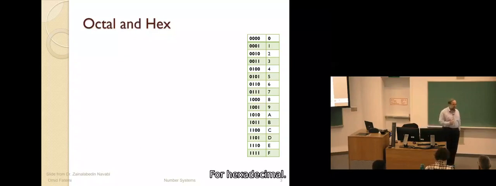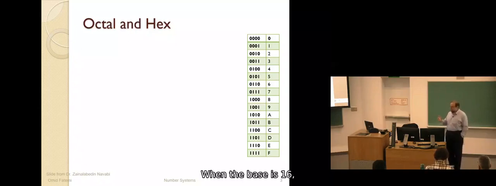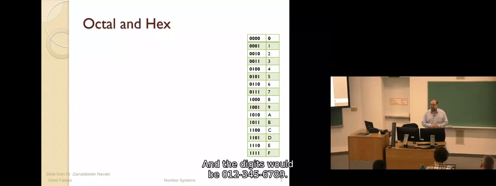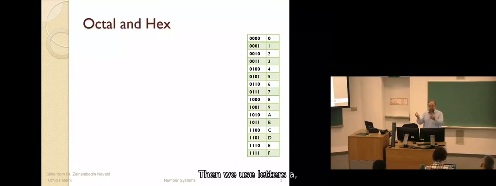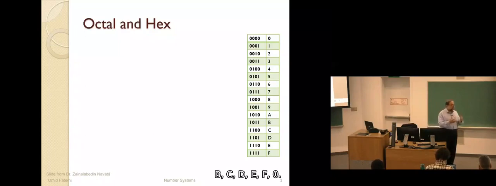And for hexadecimal, the base is 16. When the base is 16, it means that we should have 16 digits, 16 signs in that system. And the digits would be 0, 1, 2, 3, 4, 5, 6, 7, 8, 9. And then we have these digits in decimal. And then we use letters A, B, C, D, E, F. A is a digit in hexadecimal numbering system. B, C, D, E, F.